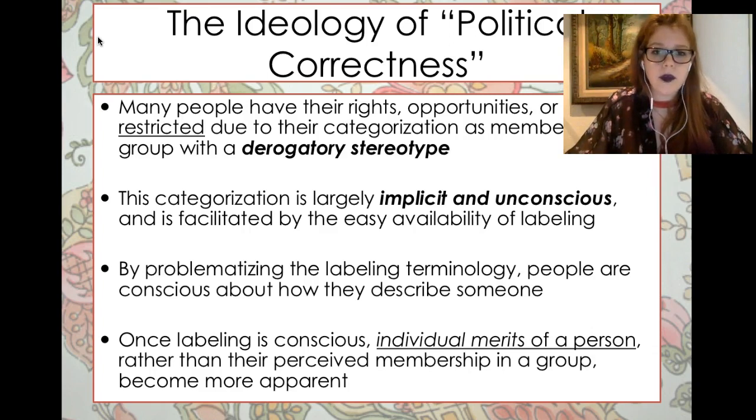Now, by problematizing the labeling terminology, remember the power of naming. People are now conscious of how they describe someone. That's the goal of political correctness. Once labeling is conscious, individual merits of a person, rather than their perceived membership of a group, become more apparent. Everyone wants to be recognized for their individual contributions to their community, to society, to their family. We all like to be recognized for our uniqueness.